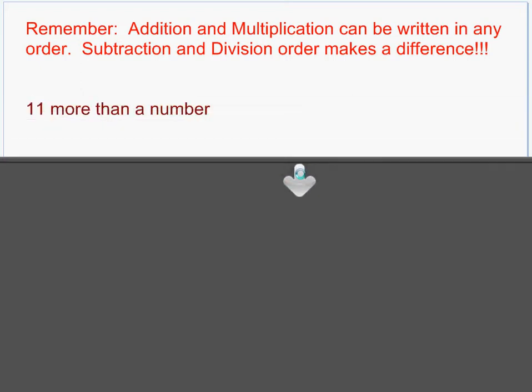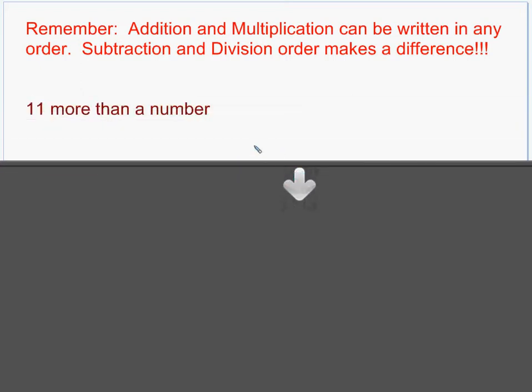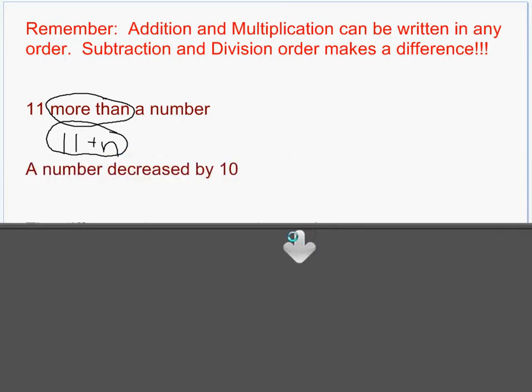So when we have 11 more than a number, first thing I want you to do is look for your key term. Your key term is right here, more than. More than indicates addition. So it's 11 plus n. And that's it. You're not going to solve it. You're not going to figure out what the variable represents. You're just going to leave it right here. 11 plus n.